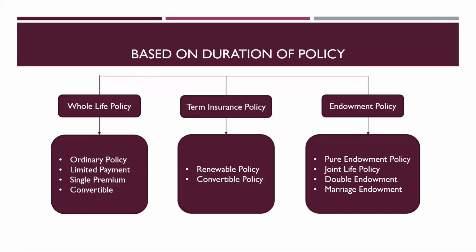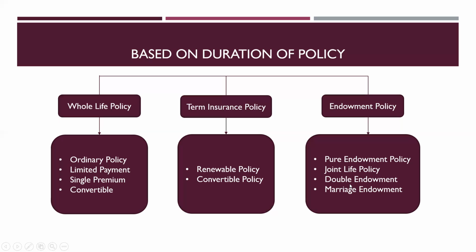Okay. See, endowment policy means it is taken for a specified period, the policy, and if something happens to the insured during that particular period, then the nominee or the beneficiary will get the amount of insurance assured. And if nothing happens to that person on completing that particular period, the amount will be given back. The amount that you paid will be given back to you. So there are different types of endowment policy: pure endowment policy, joint life policy, double endowment policy, marriage endowment, etc.